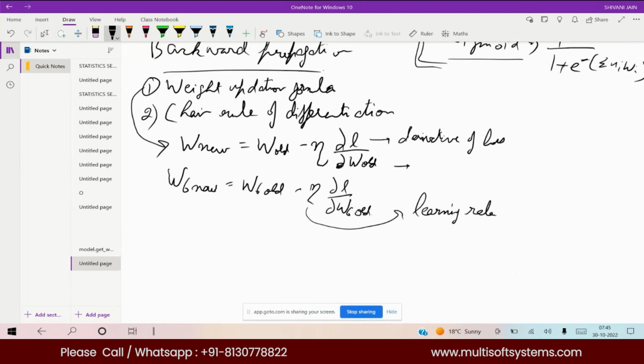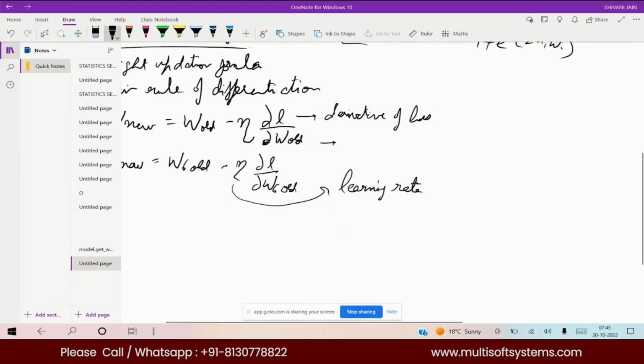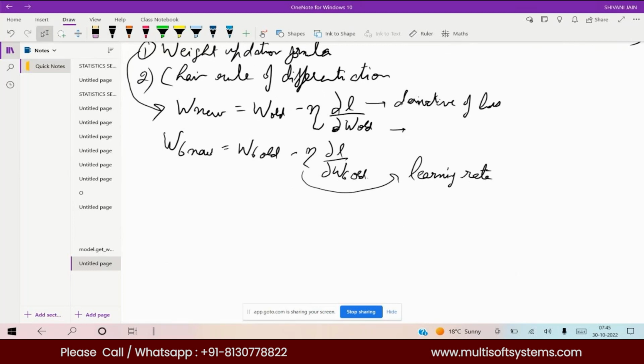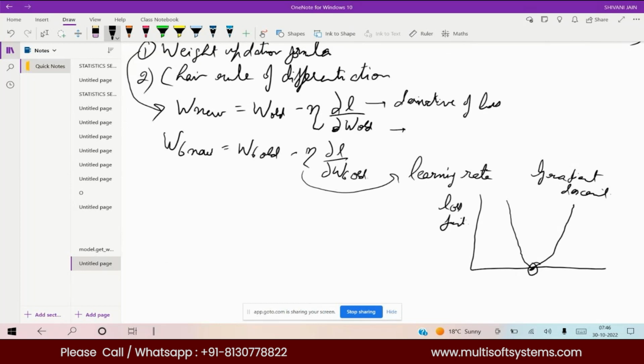Now, how are these values updated? We have talked about gradient descent, right? So what is gradient descent? In logistic regression, you must have read about this graph, gradient descent. This is a slope where we have to reach the global minima. This is my global minima. My ultimate aim is to reach here, right? On the y-axis, I have my loss function. On the x-axis, I have my weights.